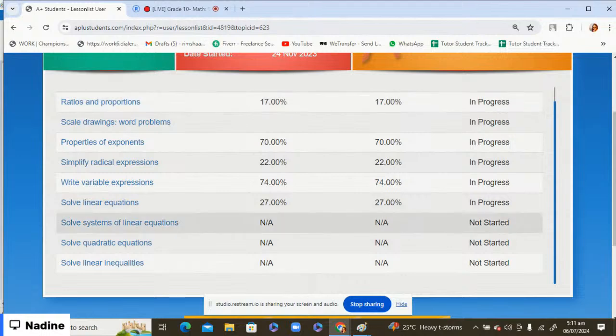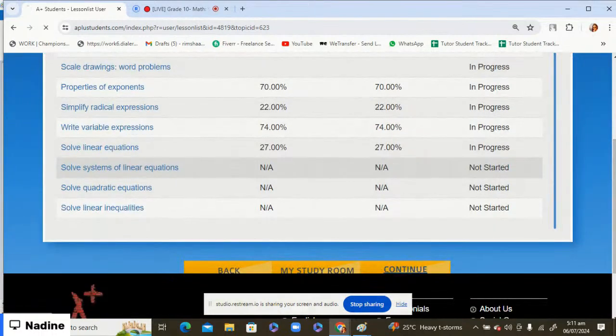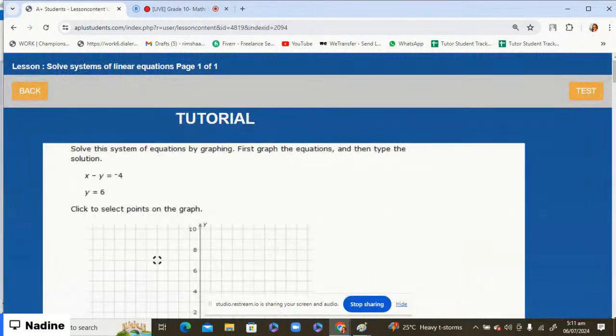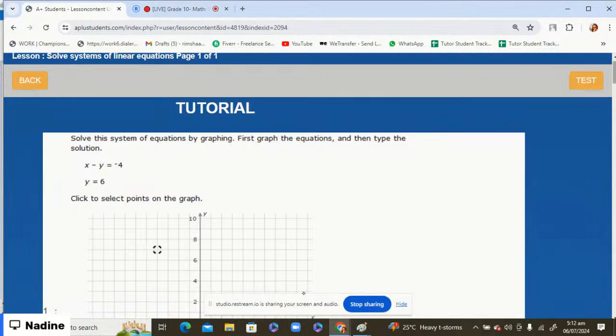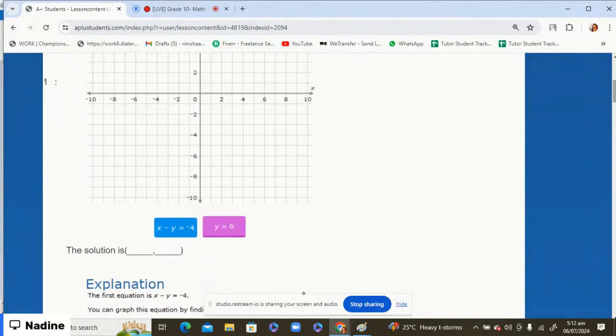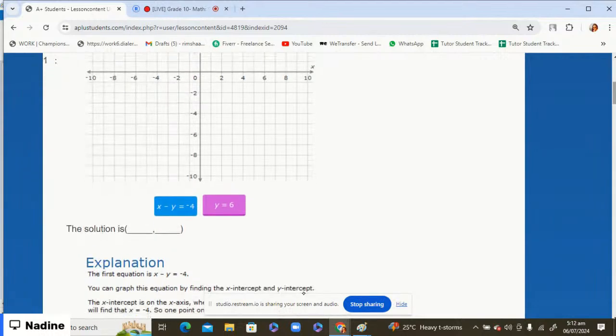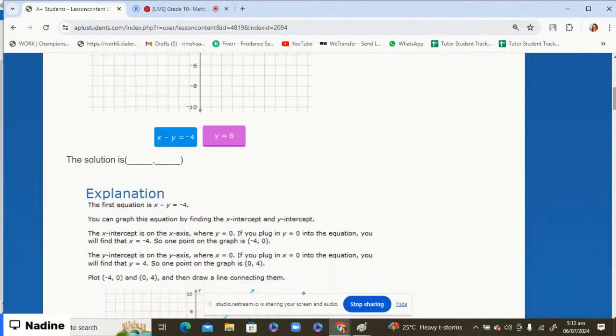Solve system of linear equations. Let's do this one. Now, solve the system of equations by graphing. First graph the equations and then type the solution. Okay, look at here now. This is a very easy thing. x minus y is equal to minus 4 and y is equal to 6.